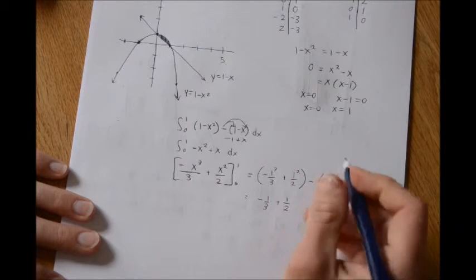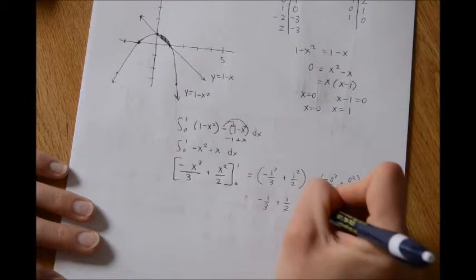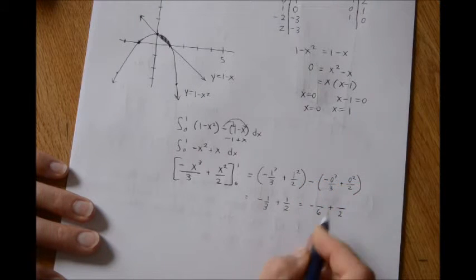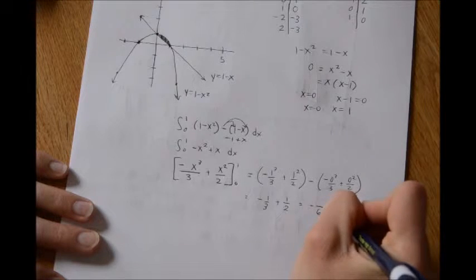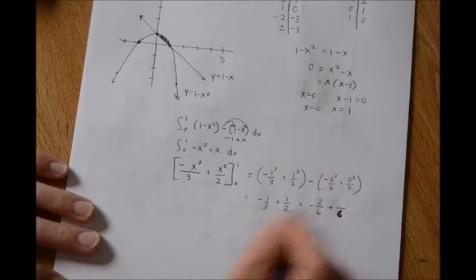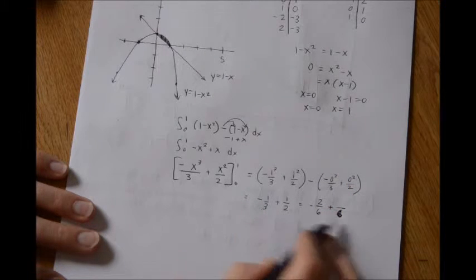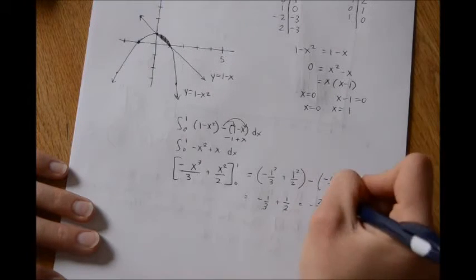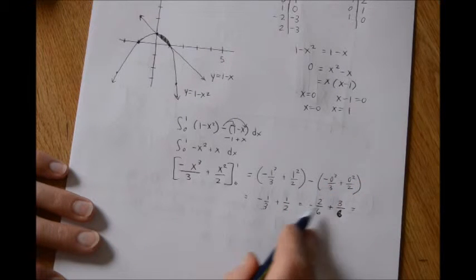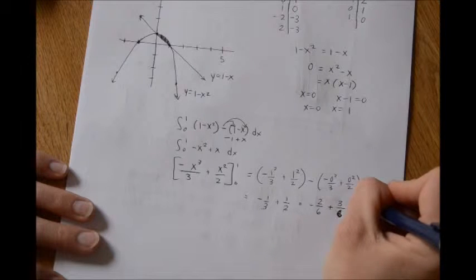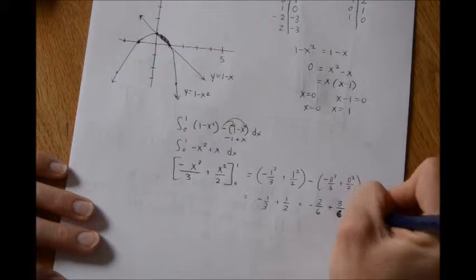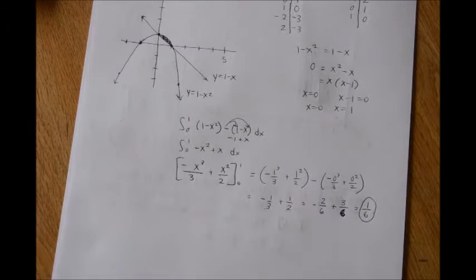Okay, so really what we have here is we're going to create a common denominator of 6. So if the denominator is 6, then this would be 2/6, which is the same thing as 1/3. And if this denominator is 6, then this would be 3/6, which is the same thing as 1/2. So we'd have negative 2 plus 3, which is just a positive 1/6. Okay, so that area between those two curves is just 1/6.